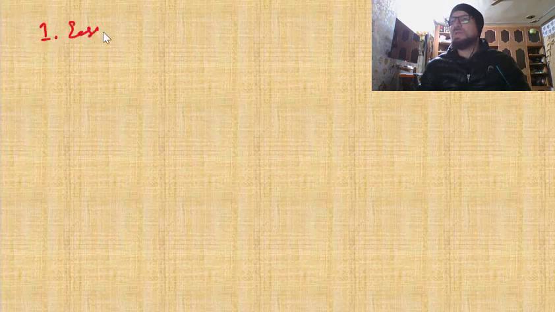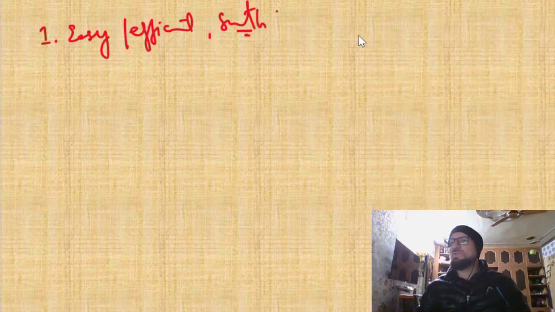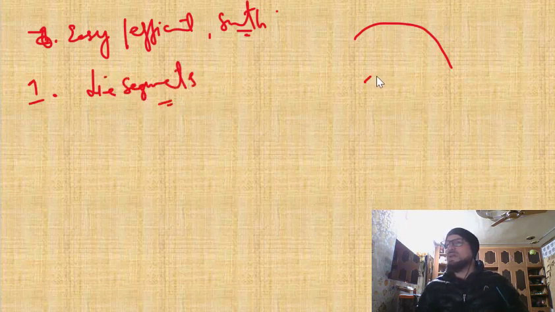So what I'm technically saying is that we want some method which is, number one, easy, efficient, and very smooth. We want a smooth curve to be drawn. One of the methods we have is to draw this curve using small line segments: a first segment, second segment, third segment, fourth segment, fifth segment, and so on, and eventually draw this curve. But to draw a line segment, you need points.